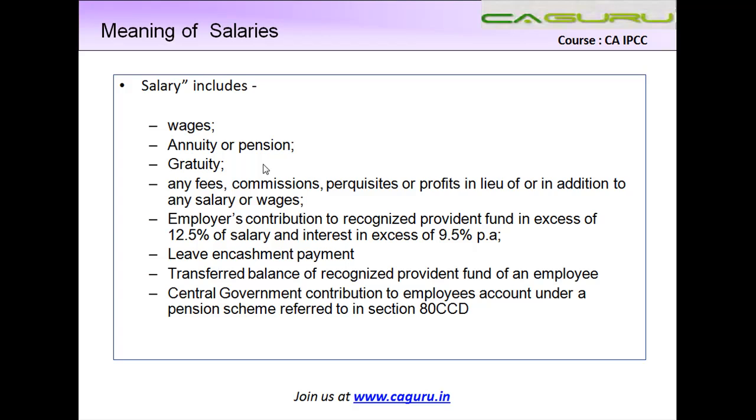All these we will be discussing in detail as we move on to our next slides. As of now, please note that all these fall within the definition of salaries. Wherever they are paid by the employer or a former employer, or they are paid on behalf of the employer, these will be included in the salary when we compute the total taxation.